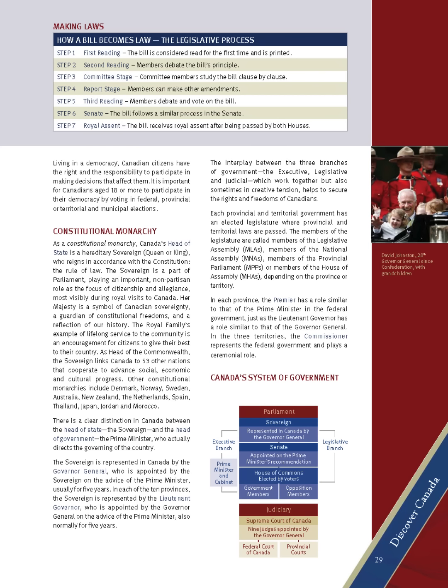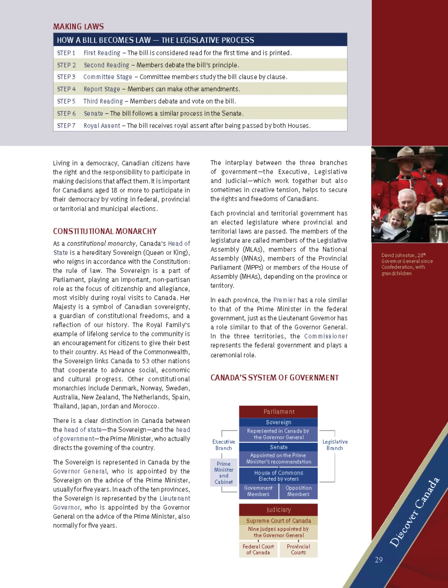Constitutional monarchy. As a constitutional monarchy, Canada's head of state is a hereditary sovereign, queen or king, who reigns in accordance with the Constitution, the rule of law. The sovereign is a part of Parliament, playing an important, non-partisan role as the focus of citizenship and allegiance, most visibly during royal visits to Canada. Her Majesty is a symbol of Canadian sovereignty, a guardian of constitutional freedoms, and a reflection of our history.